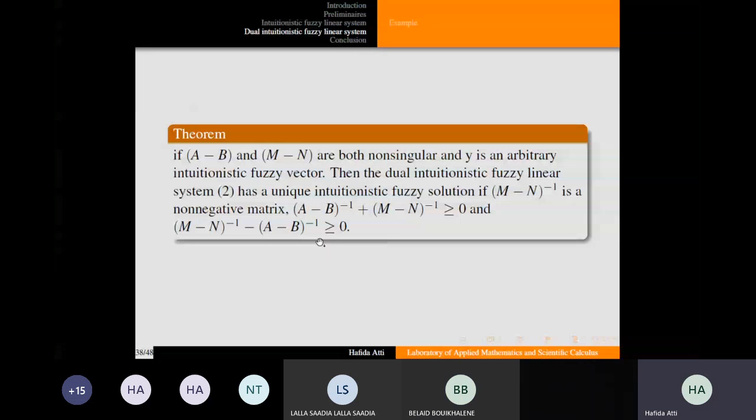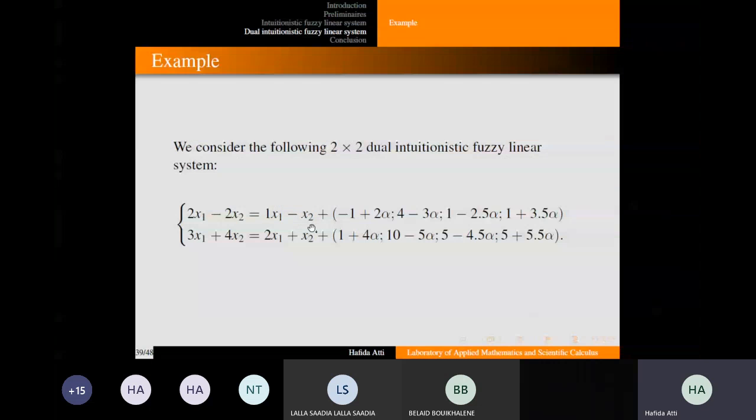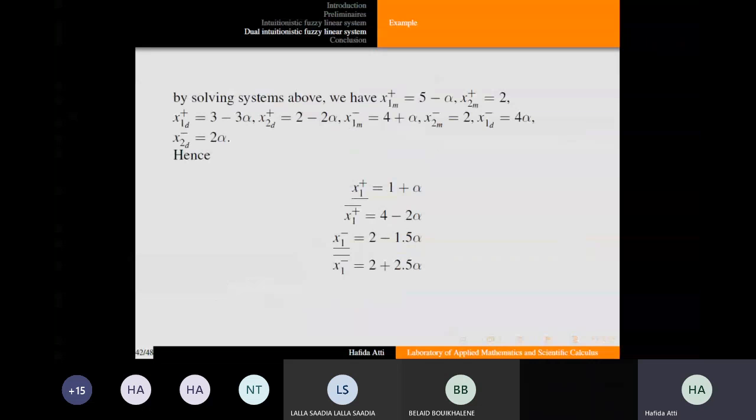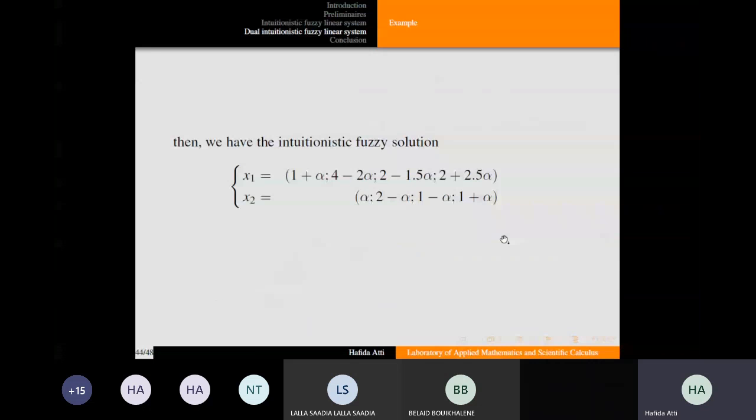If A minus B and M minus N are both non-singular, the dual intuitionistic fuzzy linear system has a solution under these conditions. And we take this example to show the applicability. To solve this system, we construct 4 crisp linear systems. Then we have the intuitionistic fuzzy solution x1, x2.